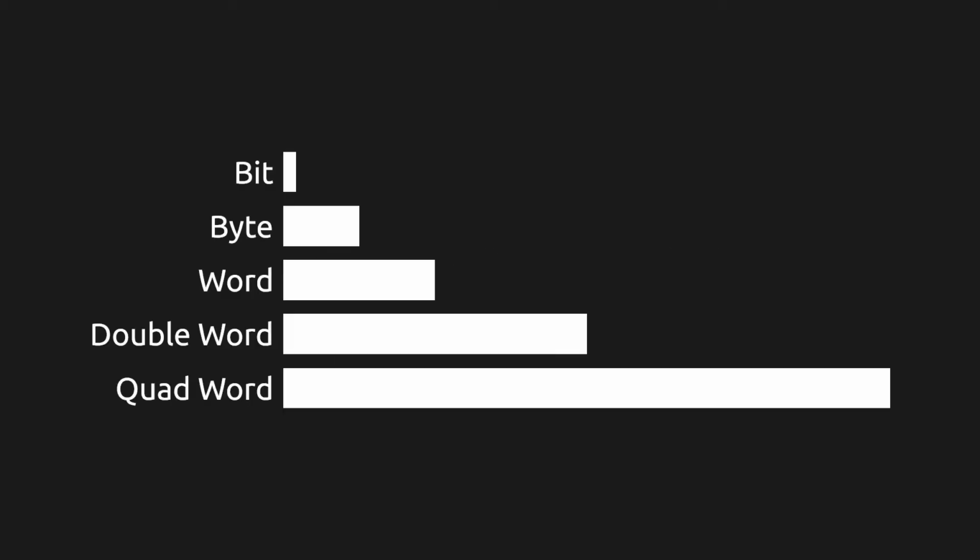And going even bigger, if you take 32 bits, or 2 words, and put them together, that makes a double word. And finally, if you take 64 bits, or 2 double words, and put them together, that makes a quad word, which is basically the biggest unit of data that you need to know.